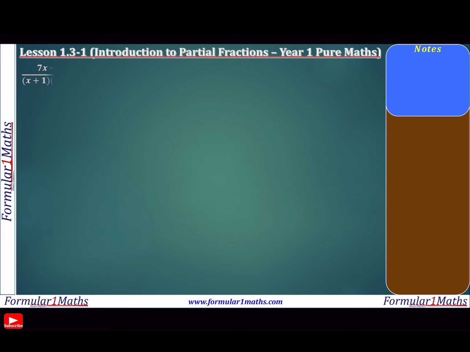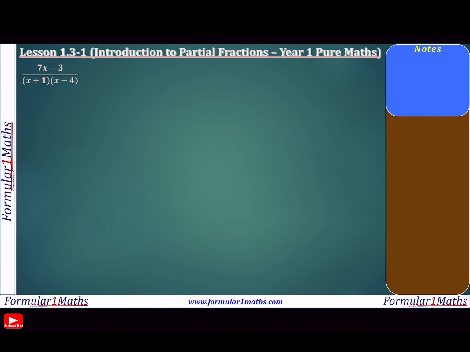For example, (7x - 3) over (x + 1)(x - 4). If you were given this expression to integrate, it would be very difficult to integrate as it is. But if you're able to split it into partial fractions, then it becomes easier. And that's one application of partial fractions.